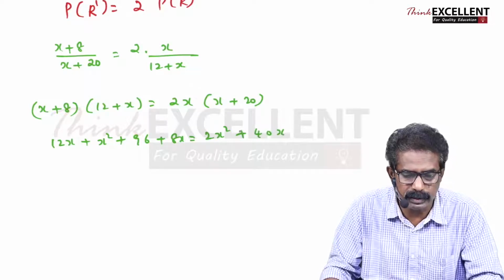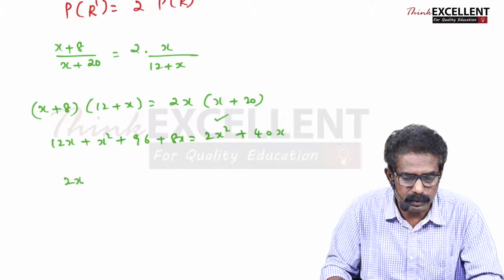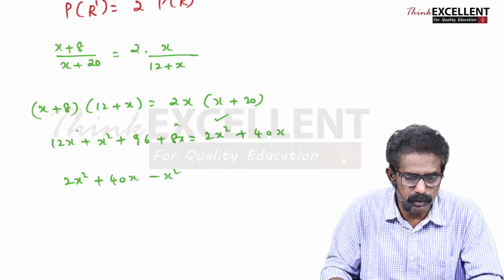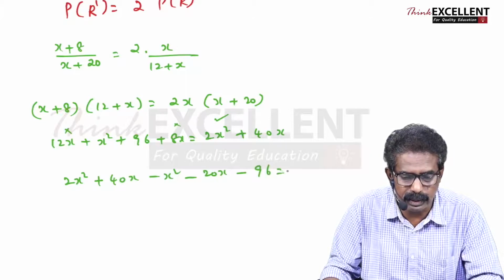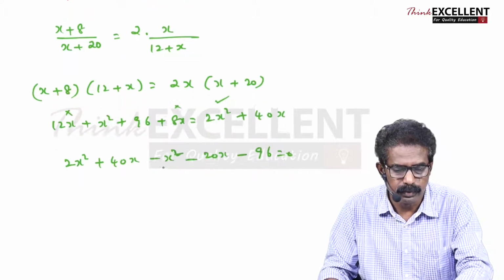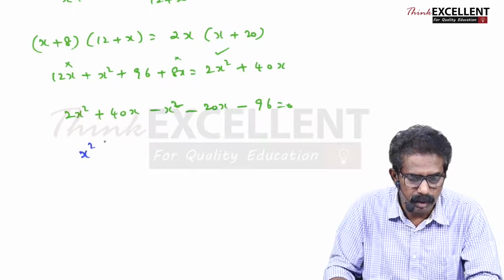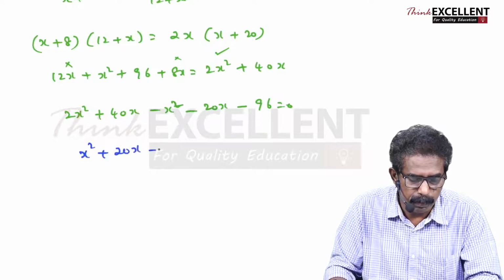Bring everything to one side. 2X square plus 40X. Take this to the right side: minus X square. These two together, 20X, right? Take it to the right side, minus 20X. 96, take it to the right side, minus 96 equal to 0. So now simplify: 2X square minus X square is X square, 40X minus 20X is 20X, minus 96 equal to 0.